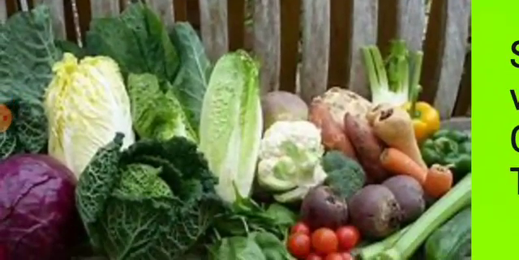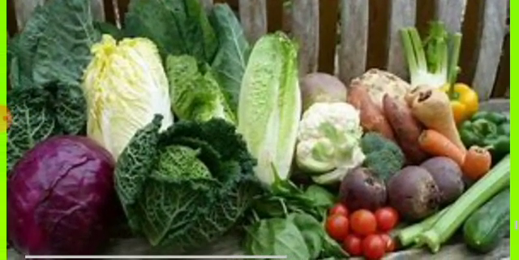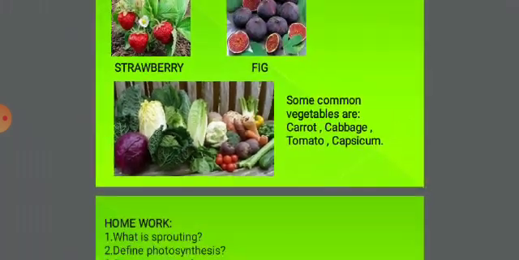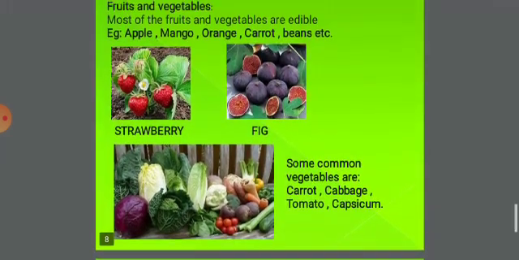The next one, some of the vegetables. Look at the vegetables. Yeah, it is very colorful, right? Red cabbage, then tomato, beetroot, carrot, cauliflower, capsicum, then lettuce, then ridge gourd. Yeah, it's very colorful, isn't it? These vegetables are very good for our health. Okay, thank you, children. That's all about the topic.